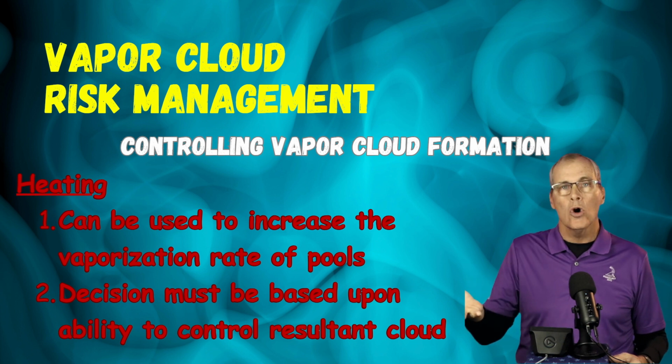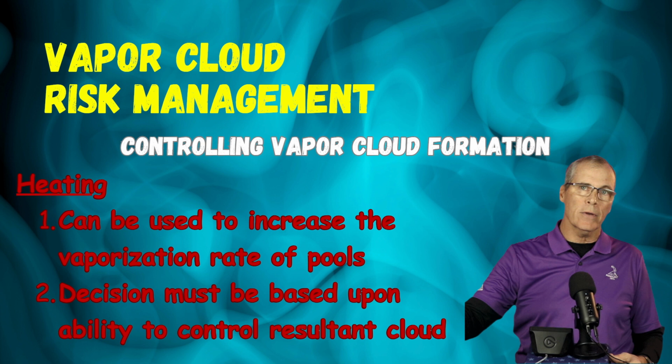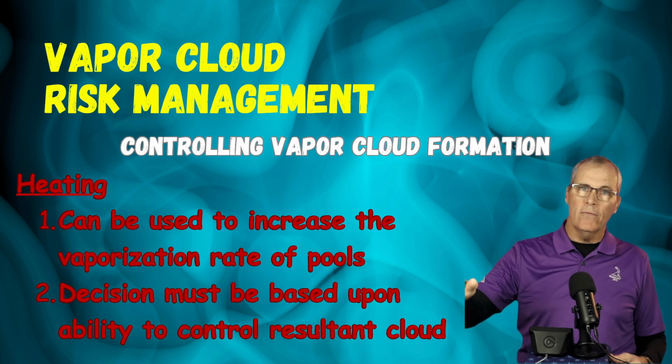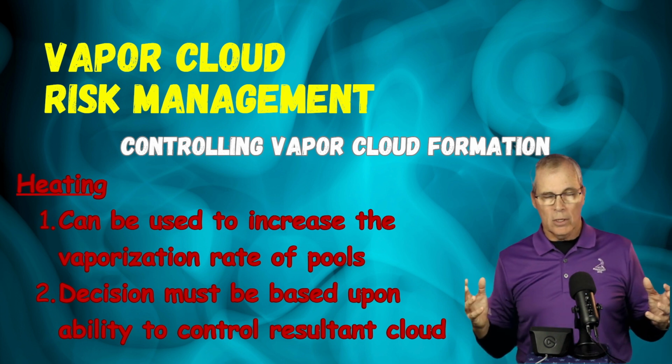So if we can get it warm, we can get it above the ignition sources. Most of the ignition sources are on the ground. So if we can get that vapor cloud up off the ground, we can get it away from the ignition sources. Give you a little tidbit.